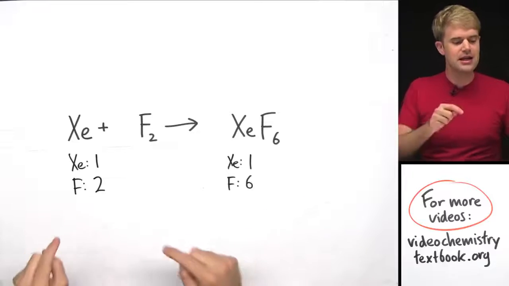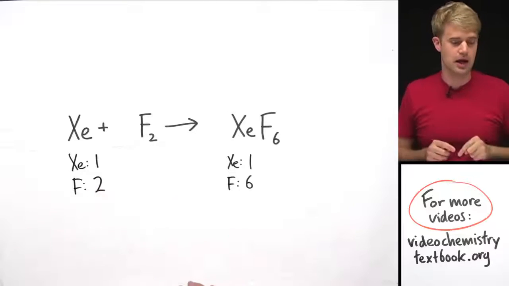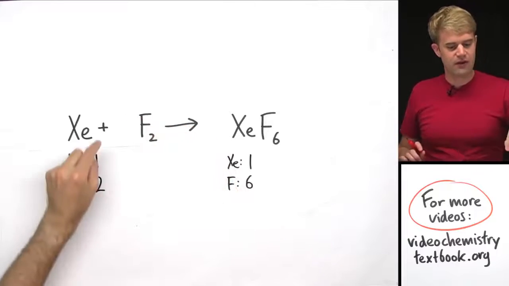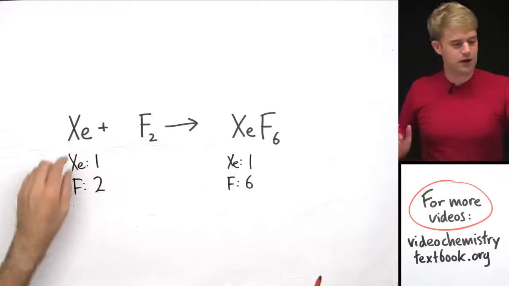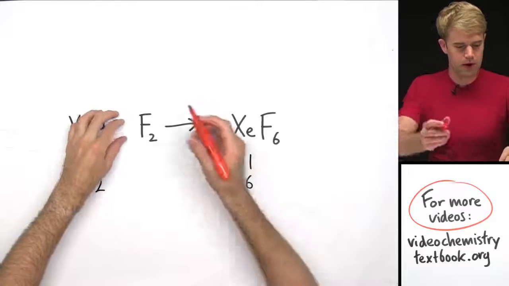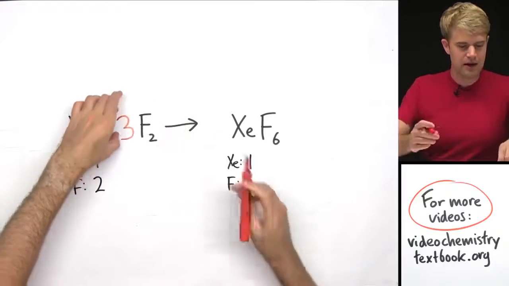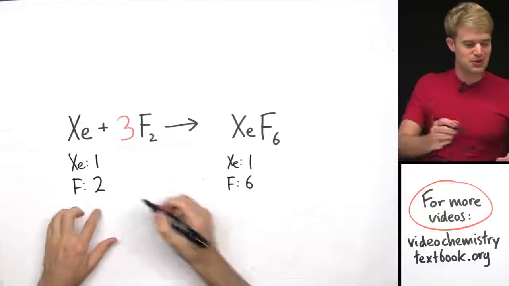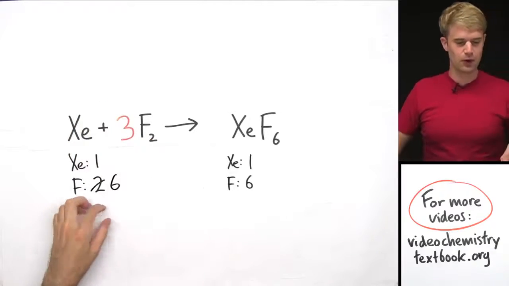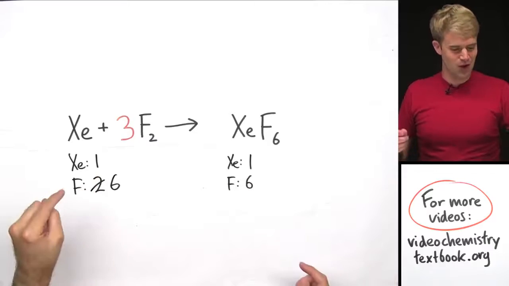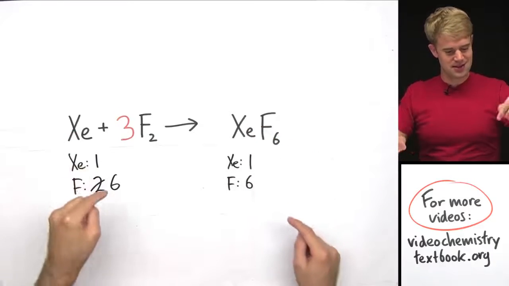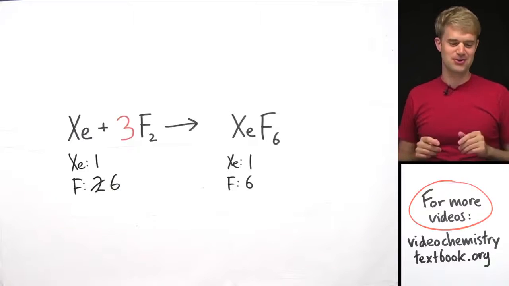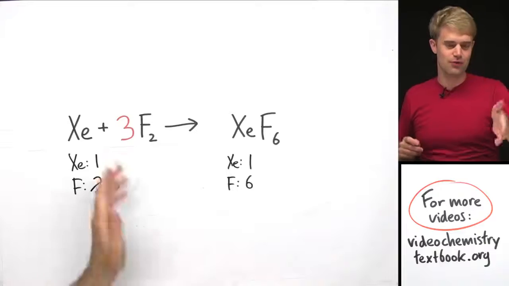So for this to balance, I need more fluorines on the left side. I can add a number in front of the F2. If I put 3 in front of this F2, now I have 3 times 2, which gives me 6 fluorine, and now they balance: 1 and 1 for the xenons, 6 and 6 for the fluorine. So now this is a balanced equation by adding this coefficient.